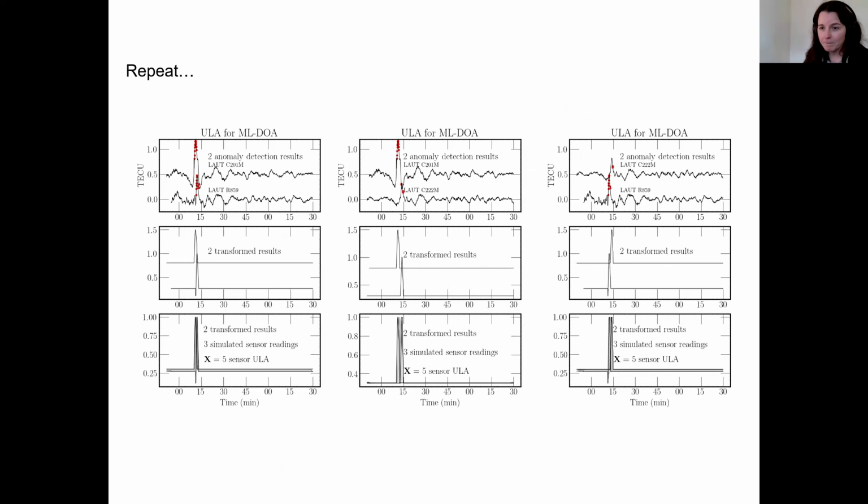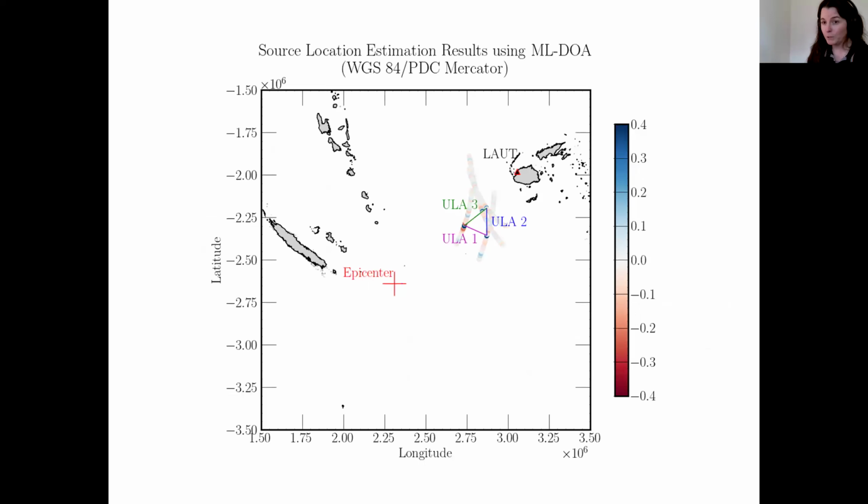And we're going to repeat. So we have three detections, which means we can build three different uniform linear arrays. And to help visualize this, we're going to look at it in plan. So here we have the reported epicenter. Here we have these line of sight measurements between the LAUT station and the different satellites. We have three detections. This was a fourth, but it was not flagged by the anomaly detection, but it's plotted here. So we have three detections here.